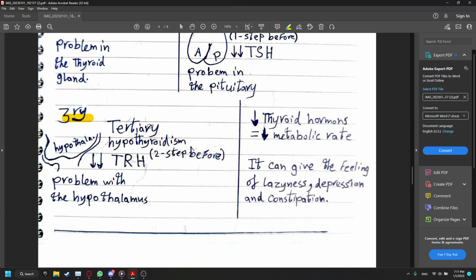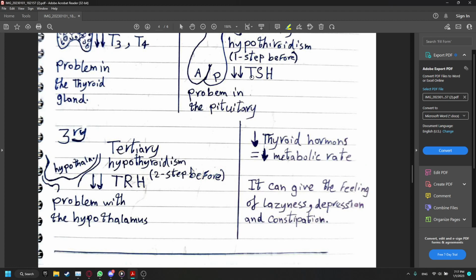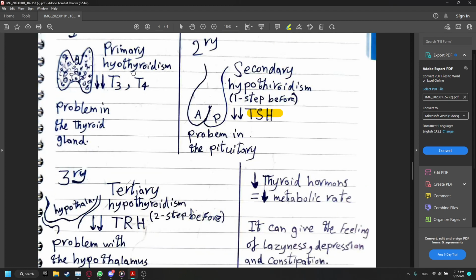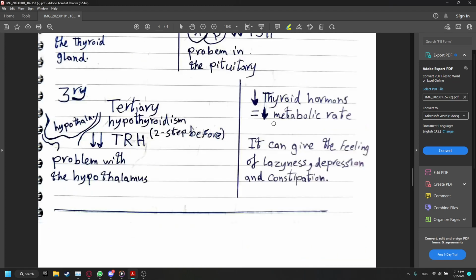The third reason is tertiary hypothyroidism. It's basically the third reason here. It could be something in the hypothalamus. Maybe the hypothalamus has a problem. Maybe it releases less TRH, right? This could cause low TSH and then low thyroid hormone.